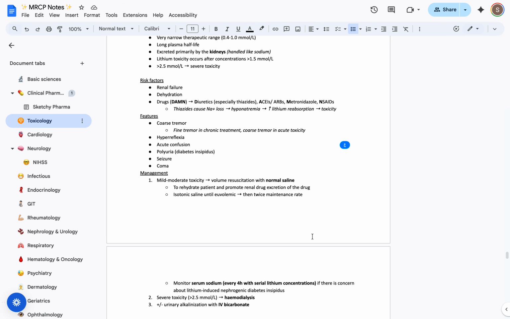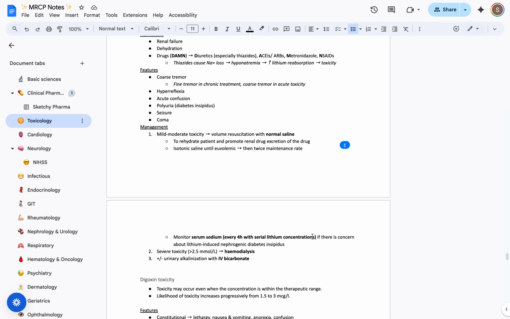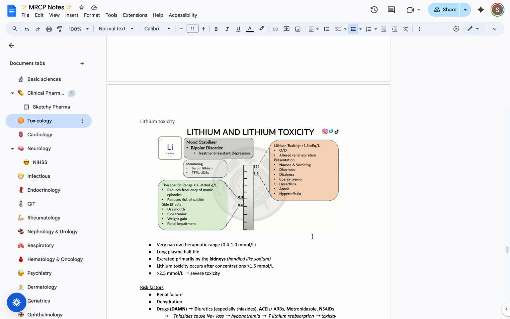And you monitor serum sodium, especially if there's a concern about lithium-induced nephrogenic diabetes insipidus. If the toxicity is severe, you can do hemodialysis, and then you can also alkalinize the urine with IV bicarb. So, again, this diagram shows the narrow therapeutic range. From 0.6 to 0.8, that's the therapeutic range, and it will have fine tremor.